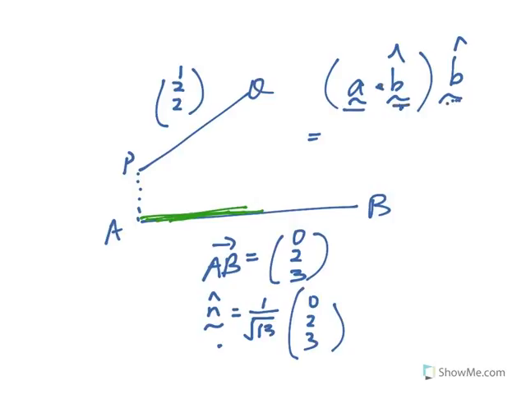A dot product B hat. So it's (1, 2, 2) dot product with (0, 2, 3) over square root 13. So it's 1 over square root 13. We put the 1 over square root 13 outside since it's a scalar, it doesn't matter.